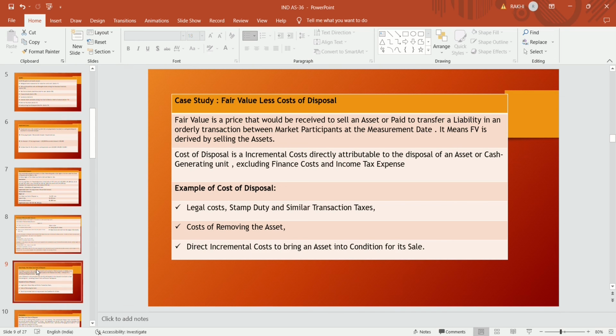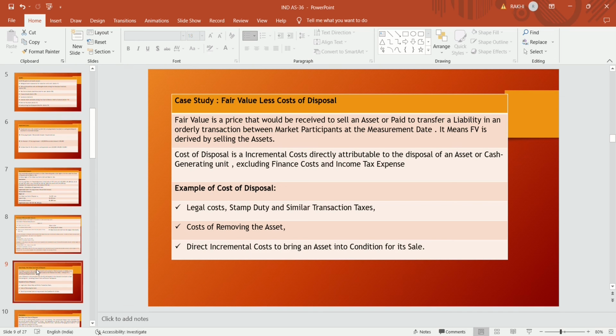These two items are excluded from the definition of cost of disposal because these costs are not incremental or directly attributable to the disposal. These costs are not directly related with the cost of sale. The cost of disposal means the cost which is directly related with the disposal of the asset; that cost is said to be a cost of disposal.